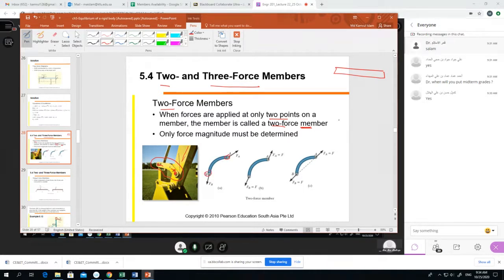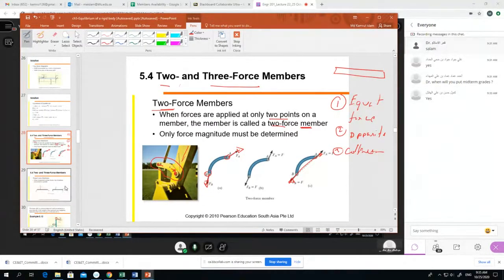But there are some properties. One is equal force. Two is force is opposite. And three is collinear. Right? Now what is a 2 force member? The force will be of equal magnitude, the force will be collinear, and the forces will be in two opposite directions. Then we will say this is a 2 force member.